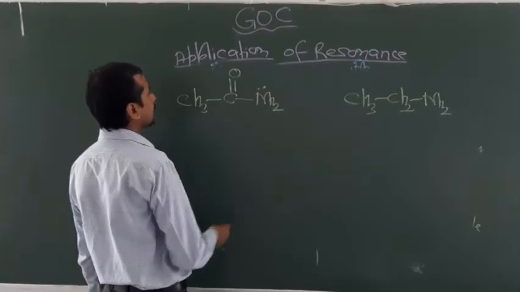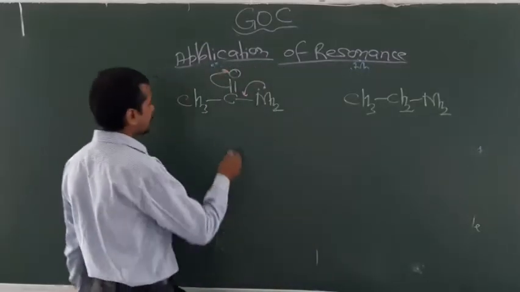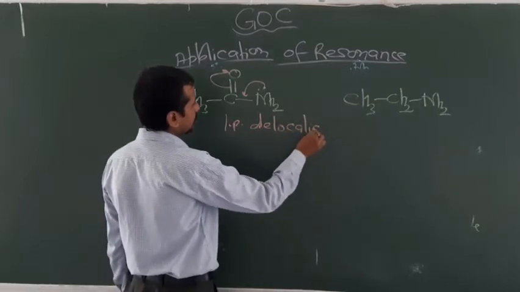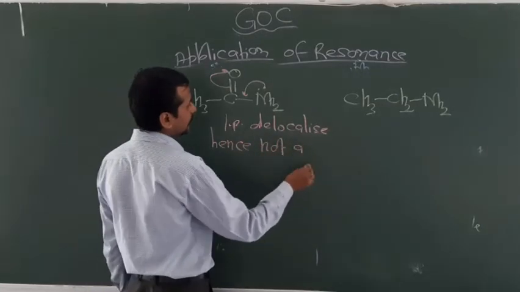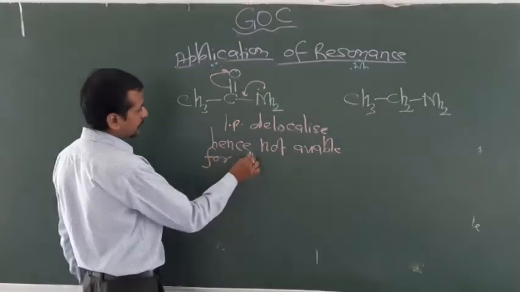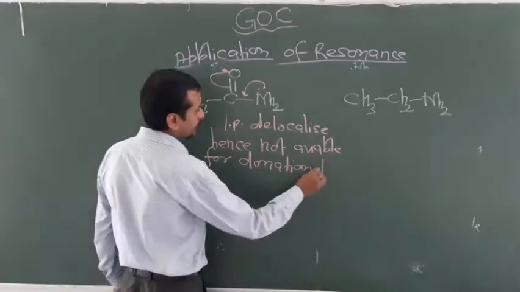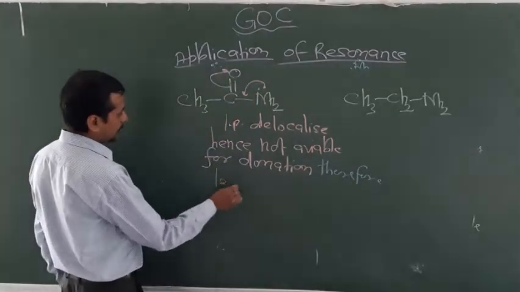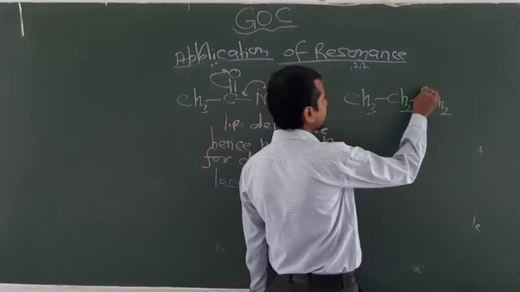So look here. Now this lone pair moves to this side. So here what happens? The lone pair delocalizes, hence is not available for donation. Therefore it is less basic. But look at here.